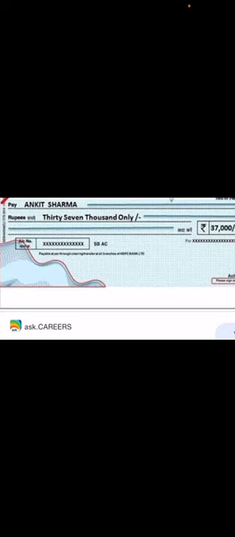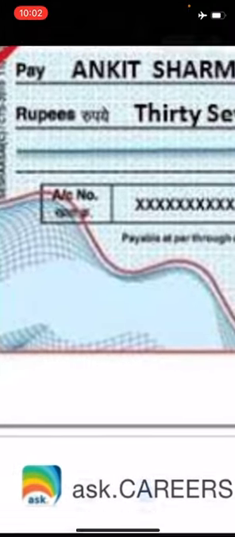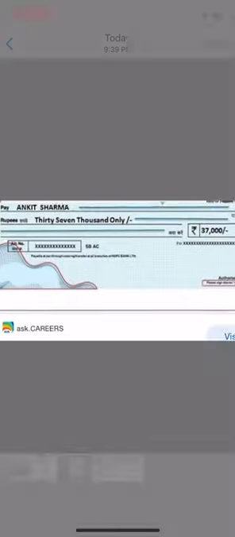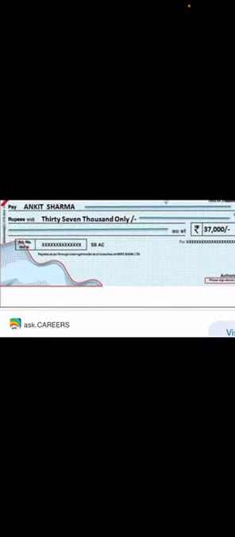So these checks are generally crossed in practice. Now the payment of a crossed check cannot be made directly to the party on the counter, but has to be paid through the bank. When two parallel lines are drawn across the check, it is called crossed. See here on the left hand side on the top, you can see one line, isn't it? So this is the crossed check. But here the parallel lines are not clearly seen because the picture is not clear. When two parallel lines are drawn across the check, it is called a crossed check.